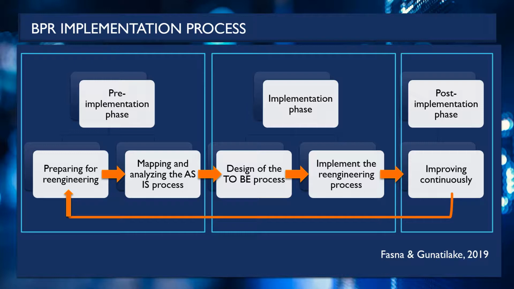Pre-implementation phase includes 2 steps: preparing for re-engineering, mapping and analyzing the as-is process. Implementation phase also has 2 steps: design the to-be process and implement the re-engineering process. Lastly, the post-implementation phase includes 1 step, which is continuously improving the new process. A detailed discussion of these steps is beyond the scope of this presentation. You can refer to my references list on the last slide.